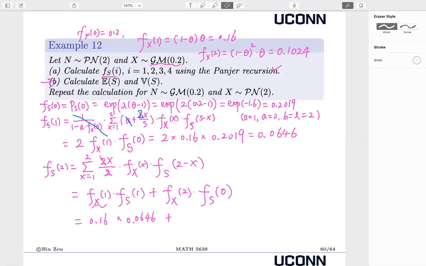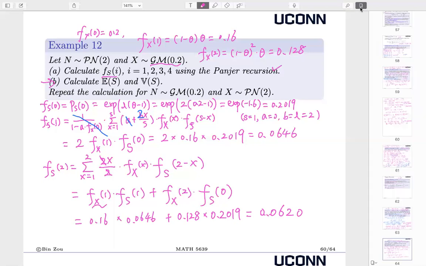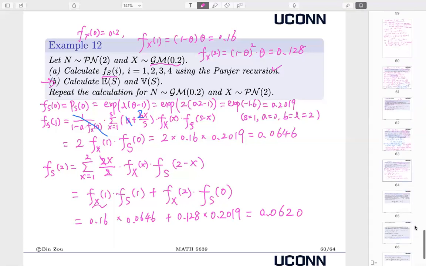No, it's not 1024, it's 0.128. So it's 0.128 times the probability of S equals 0, that is 0.2019. Okay, eventually you will get a result. If my computation is correct, this is about 0.06. Please check, my calculations are not always reliable. So check the result, but of course, the main application is definitely correct.